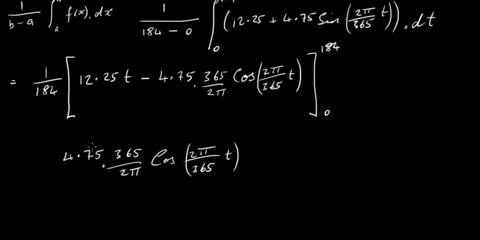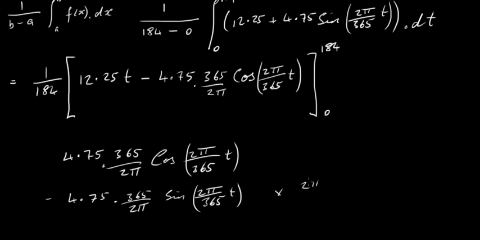If you differentiate all of this here, you get 4.75 times 365 over 2 pi. Differentiate cos, you get minus sine 2 pi over 365 times t. Now because this isn't a cos of t, it's a cos of 2 pi over 365, you're going to end up with an extra 2 pi over 365 here when you differentiate this part here.